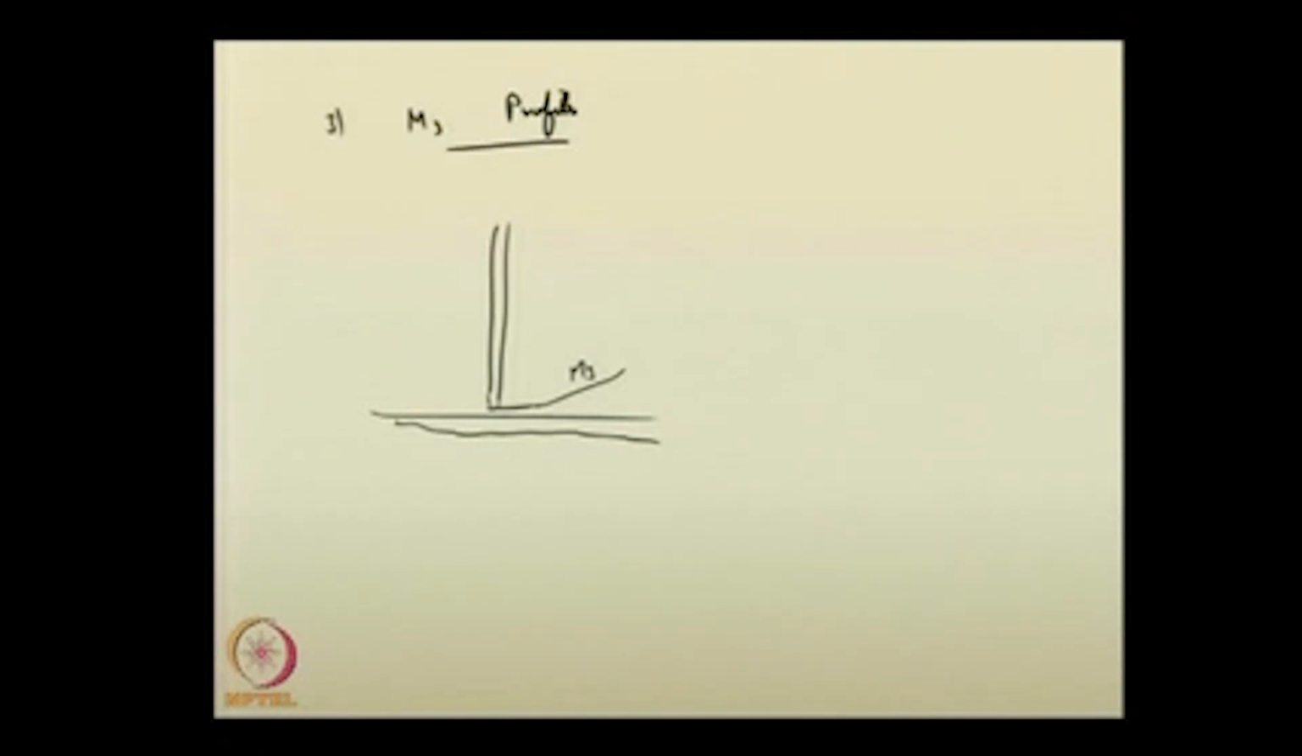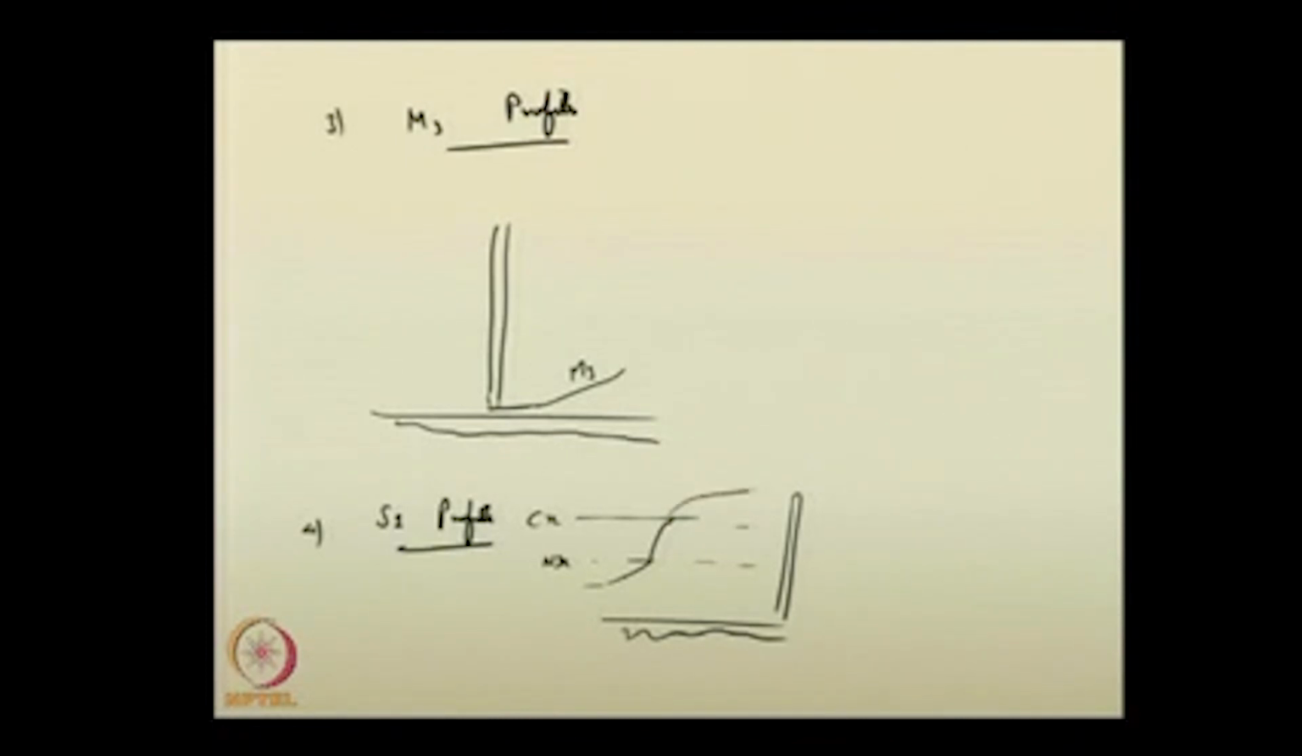Similarly, one can visualize S1 profiles. If there is an obstruction in the gradually varied flow, so this is your normal depth line, this is your critical depth line, the water surface will cause a jump and it will come like this. This will be your S1 profile. So, like this you can see various types of profiles in actual field conditions.